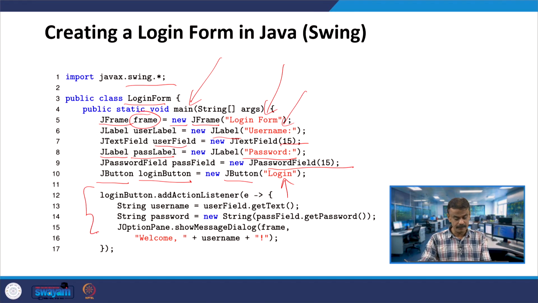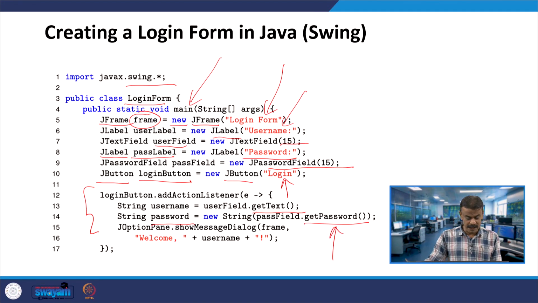This is your event listener with addActionListener, and username is a string, line number 13. The user field is invoking getText. So, whatever text you are typing, that is your username, and similarly the password, the pass field is getting the password, and that is also a string.